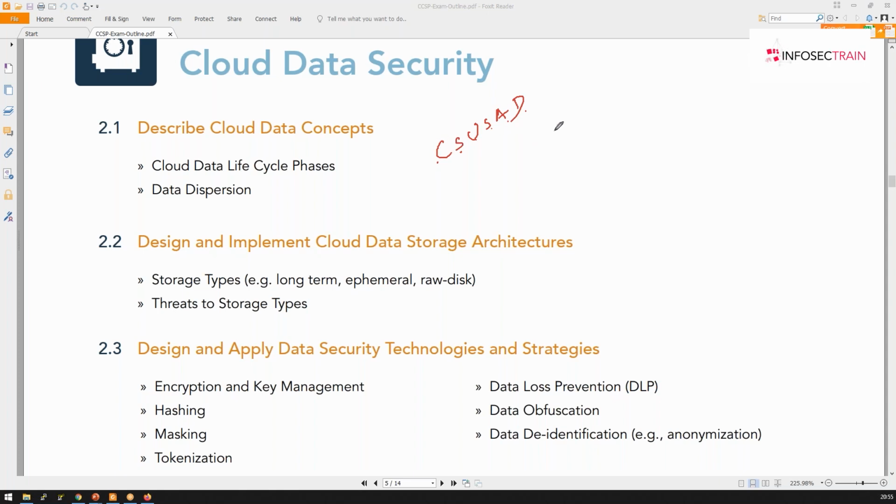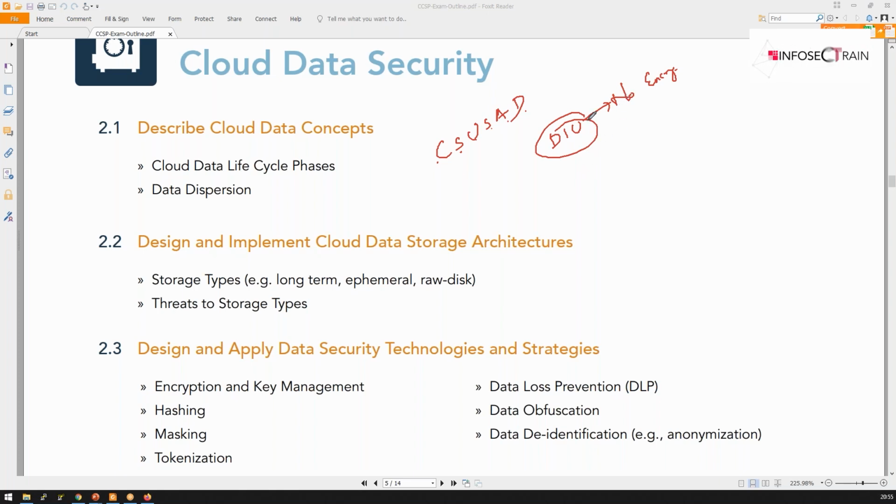I'll give an example. We discussed something called data in use, right? And I already told you that there is no mechanism for us to ensure the security of data in use, because there is no encryption. So in the exam, they will ask you, what is the upcoming encryption technology for this data in use?